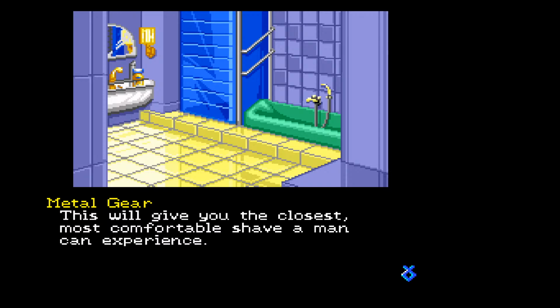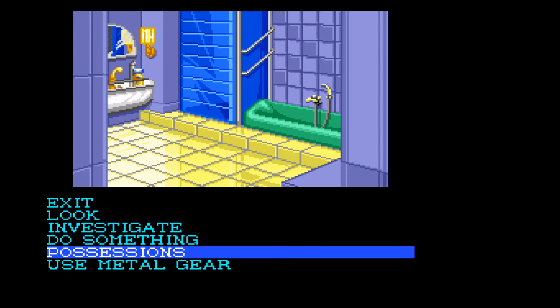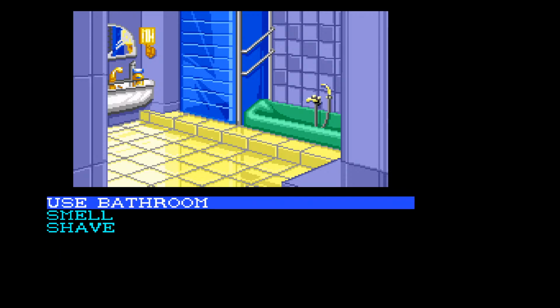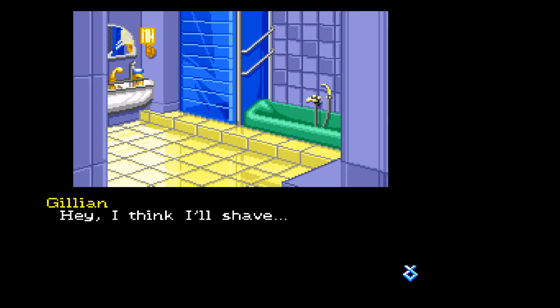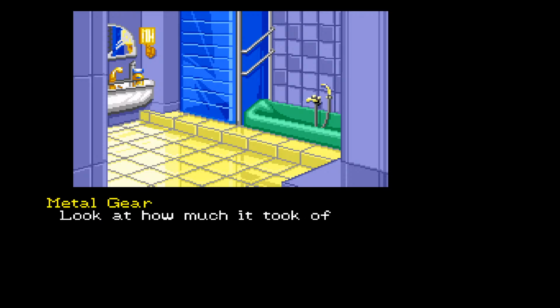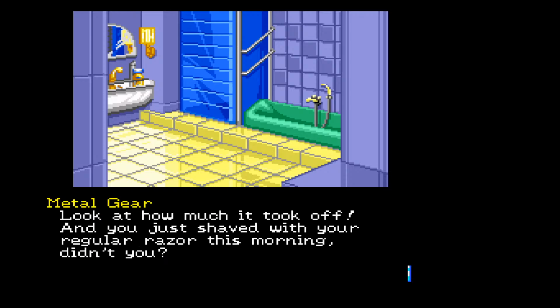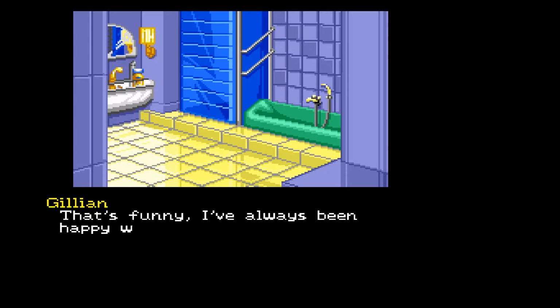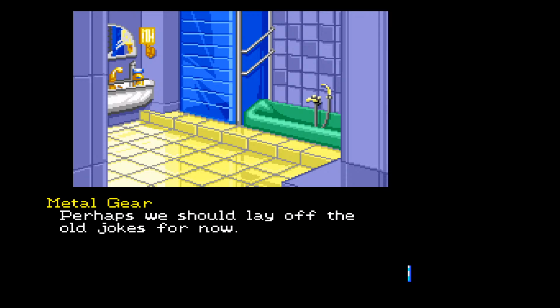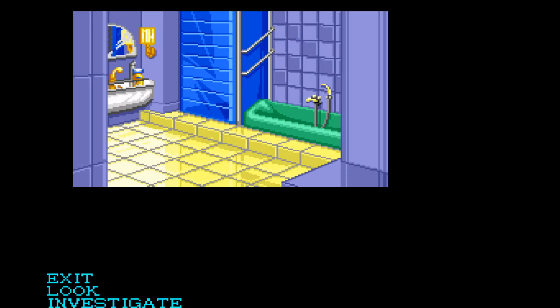This will give you the closest, most comfortable shave a man can experience. Sure, let's shave. Hey, I think I'll shave. Look at how much it took off! And you just shaved with your regular razor this morning, didn't you? That's funny. I've always been happy with that brand. Perhaps we should lay off the old jokes for now. You're right.